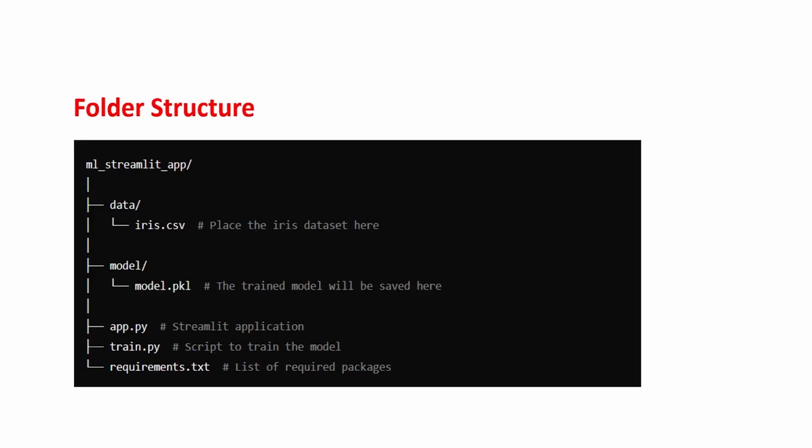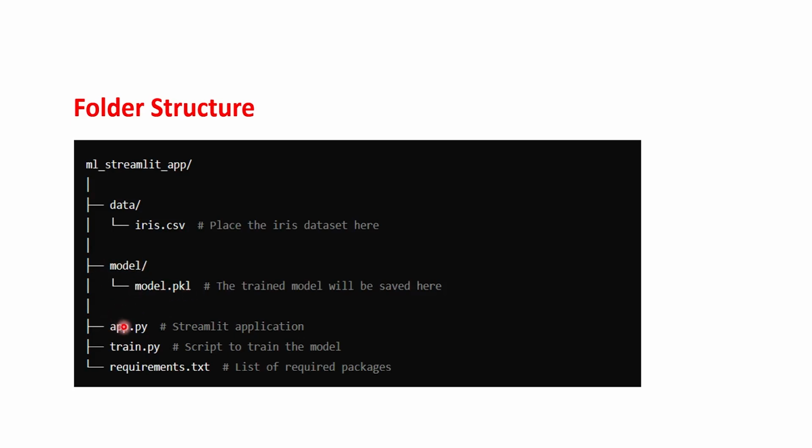This is how the folder structure will look like. We will have our folder or our project name as ML Streamlit app. Inside this, we will have 2 folders. First is going to be data. Inside this, we will have our CSV file. In the next folder, model, we will have our model pickle object stored.